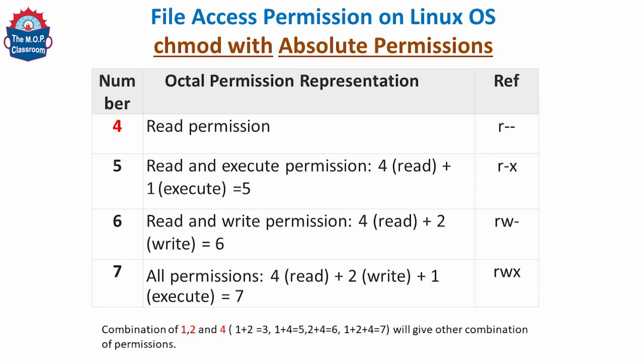When will you get 7? When you add 4, 2 and 1. What is 4? 4 is associated with read. What is 2? 2 is associated with write, and what is 1? 1 is associated with execute. So, if you give number 7, it means that you want to give the read permission as well as write permission as well as execute permission for a particular user on a particular file.